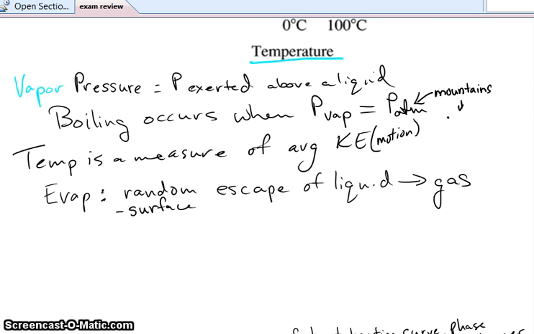I want to talk about boiling in the mountains because I used a question about this and I had some people miss it. What's true in the mountains? In the mountains, the atmospheric pressure is lower. Why is atmospheric pressure lower? Because there's a smaller column of air above you. There's less air pushing down on you.